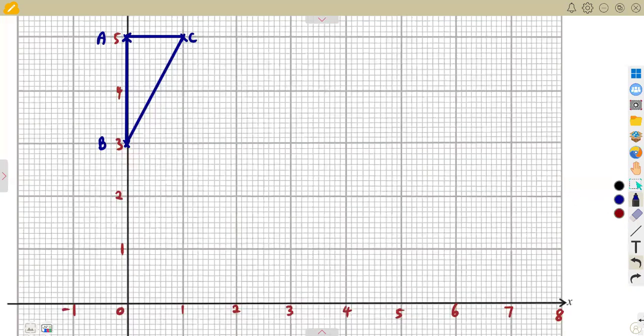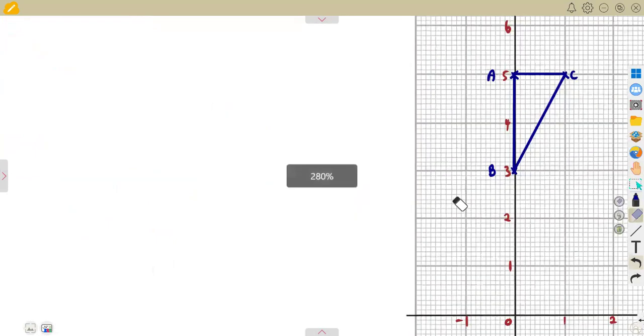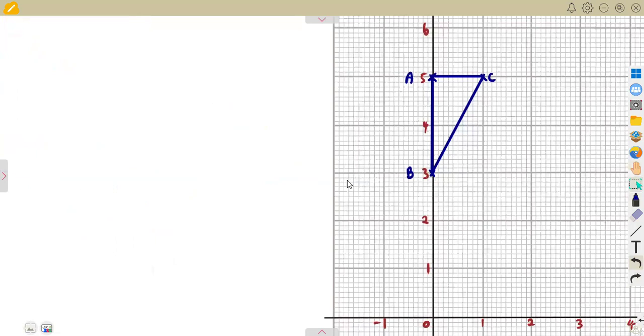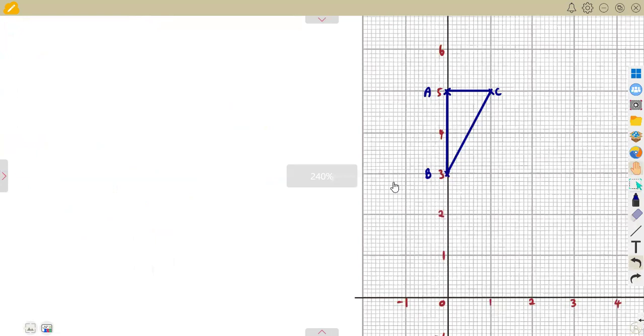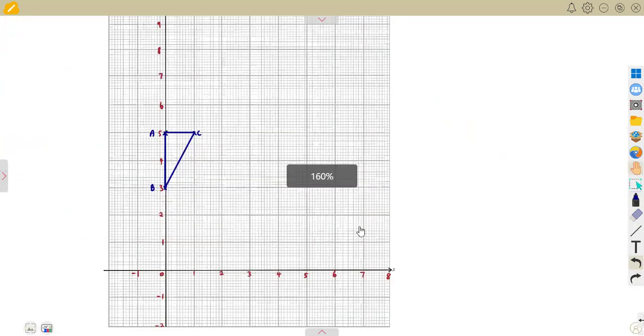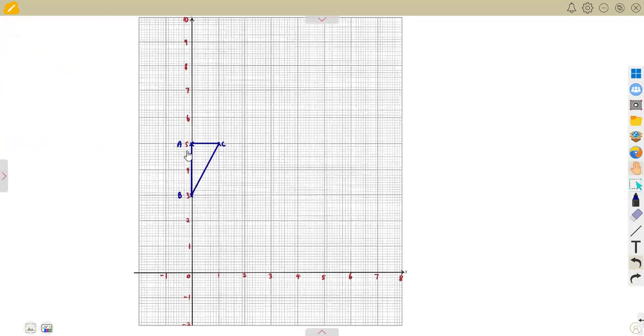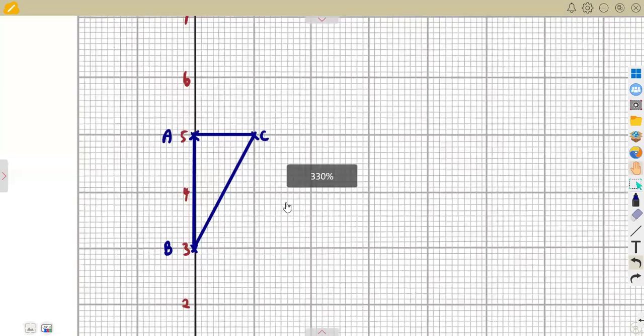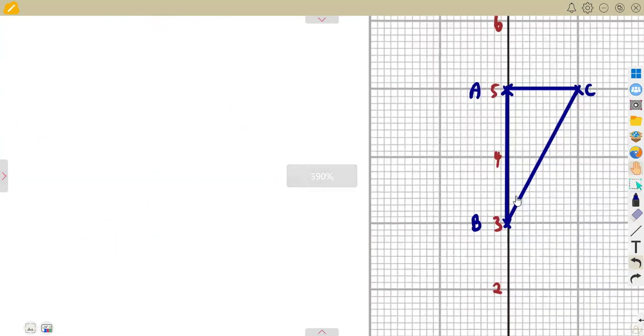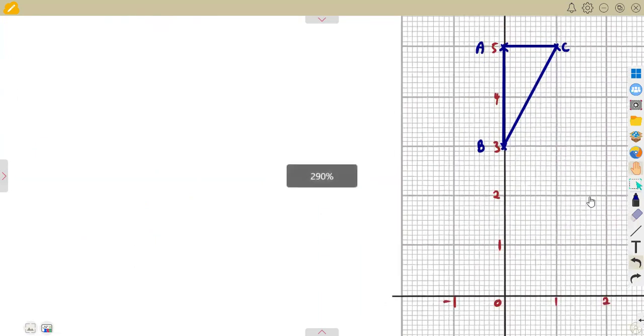I want you to take this triangle, which is our object. Now, this is another question. You can even try to redraw this on your graph paper. You divide your graph paper like this. A at (1, 5), B at (1, 3), and C at (3, 5). These are the coordinates of our object.